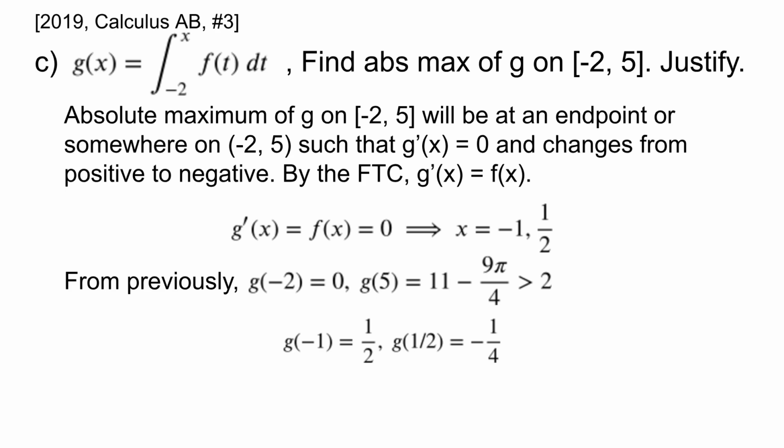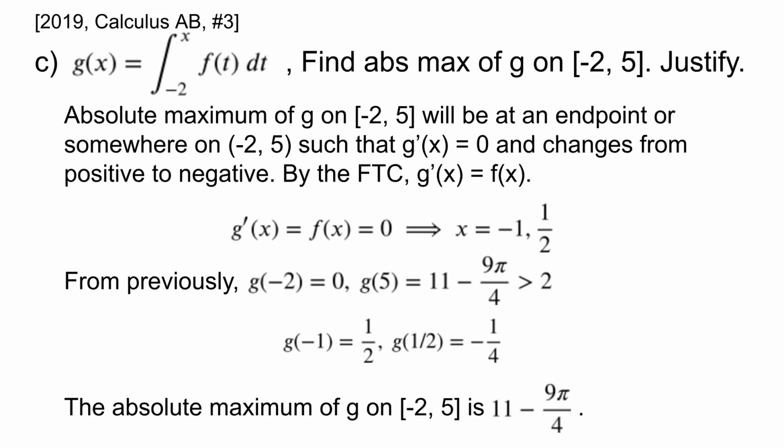We can then calculate g of -1. That turns out to be 1/2. And we can calculate g of 1/2. That turns out to be -1/4. Based on the values we found, the absolute maximum value of g on the closed interval from -2 to 5 is 11 minus 9 pi fourths.